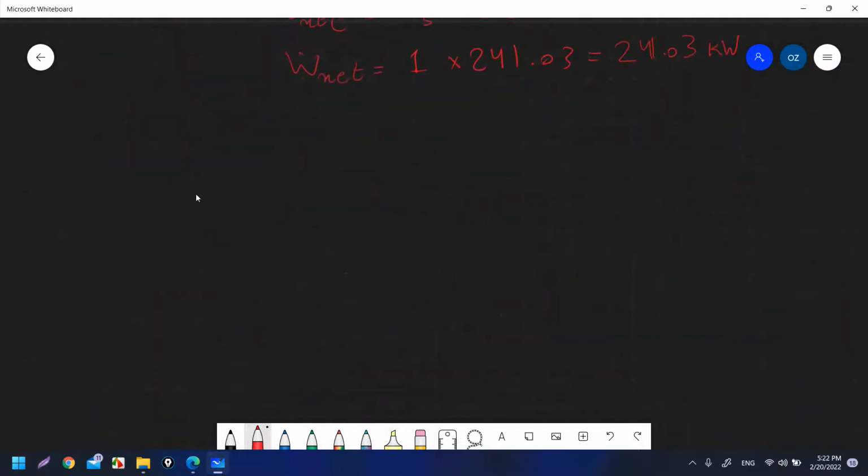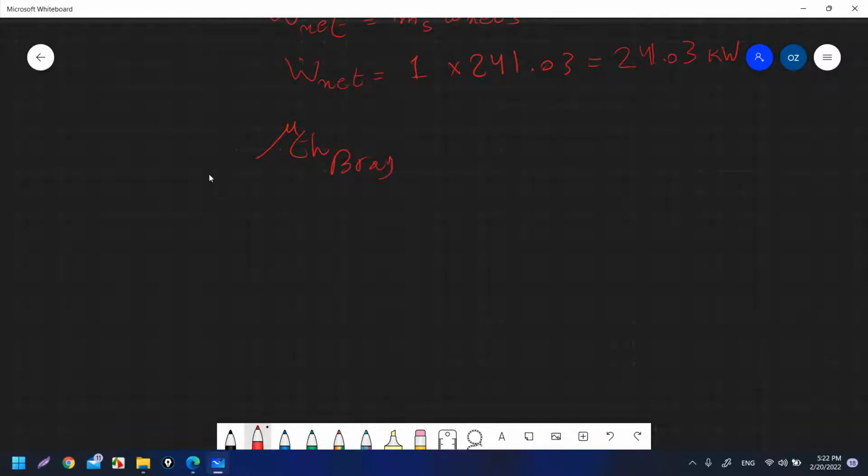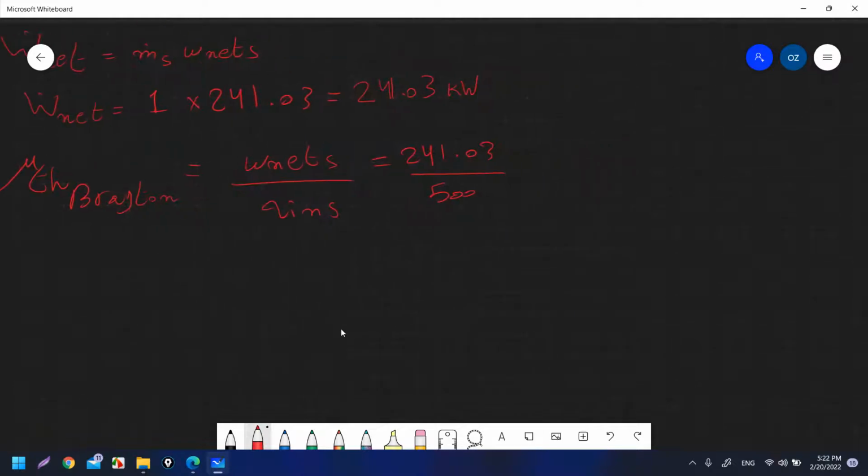So let's find the thermal efficiency of the ideal Brayton cycle, which will equal W net S over Q ns, and will give you 241.03 over 500, and this is equal to 0.482 or 48.2%.